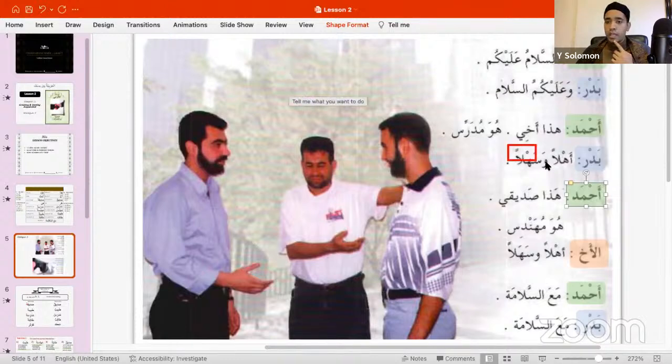Okay. The phrase Ahlan wa sahlan wasn't in the vocabulary list. It should have been there. Ahlan wa sahlan, we can translate it in meaning as welcome. But where this phrase comes from, it actually means as family and with ease.